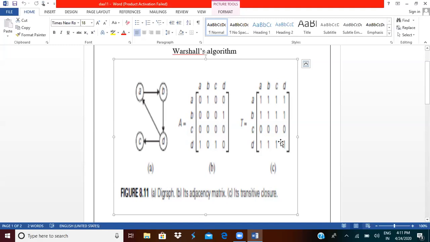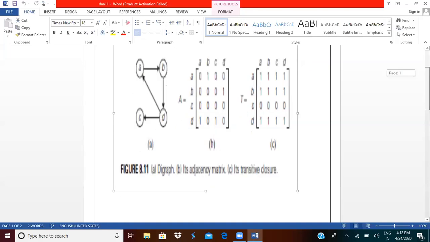Am I clear with this concept of transitive closure? Am I clear? Yes, sir. Okay. Right. Who is Vivek Maurya? He is one of my friends, sir. Okay, right.